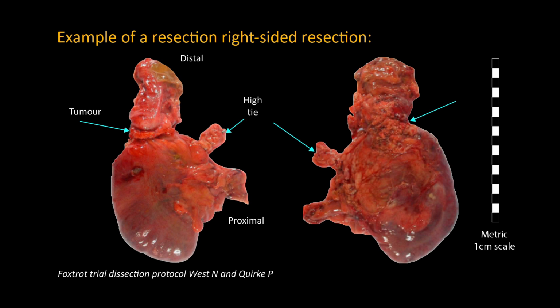Here is an example of a right-sided resection. Here's the tumour being identified with a pin. Here's the distal and proximal margin, ileal proximal margin here, and here is the high tie. And on the reverse of the specimen, you can see that these have been identified in exactly the same way.